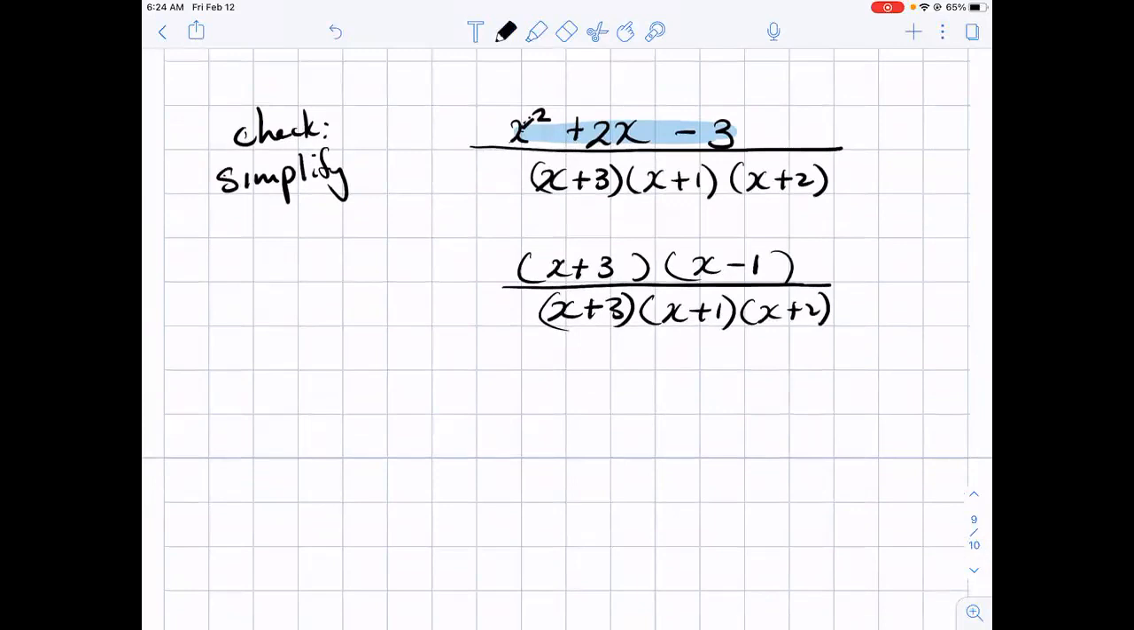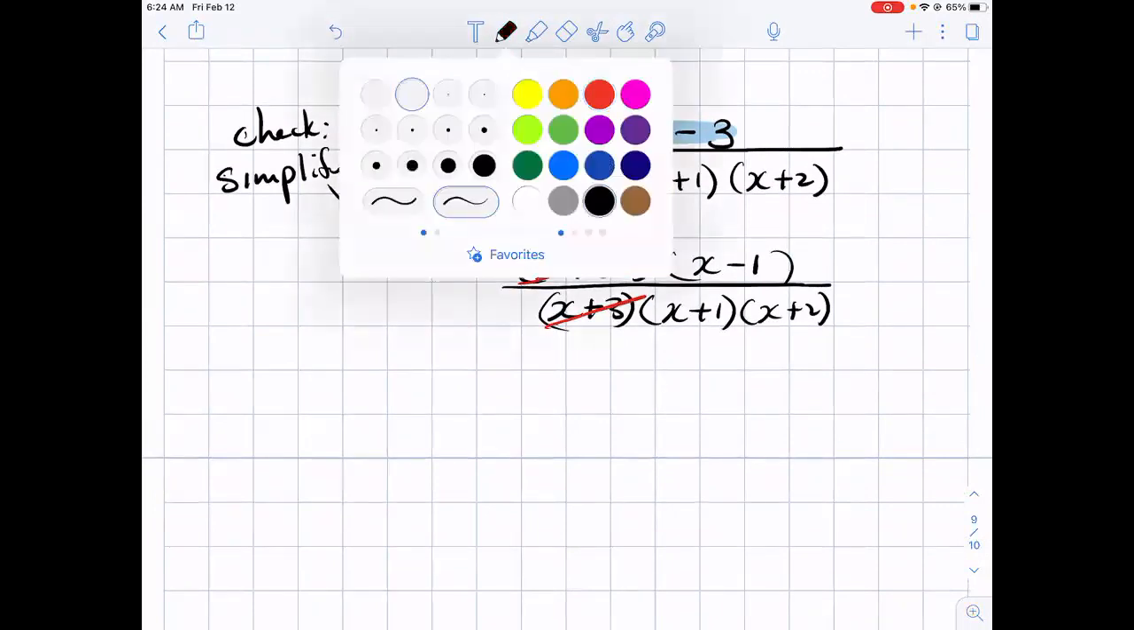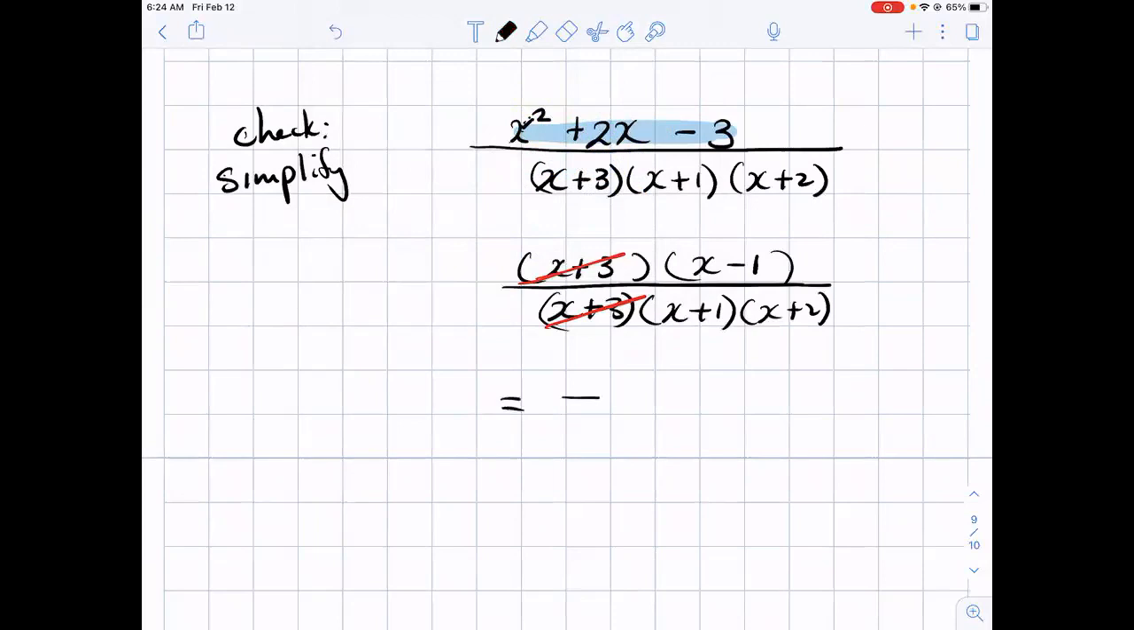And now we look for same items that can be cancelled. So notice that the x plus 3 and an x plus 3 here. So finally we have x plus 1 times x plus 2. And in the numerator we have an x minus 1 left. Okay? So this is our simplified answer.